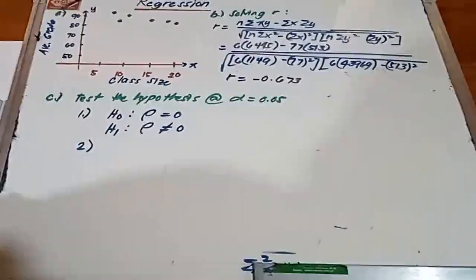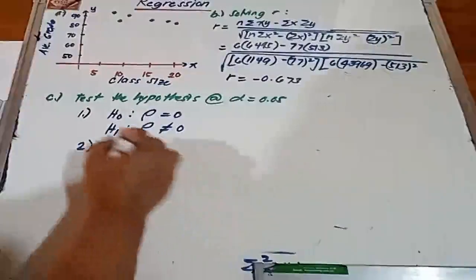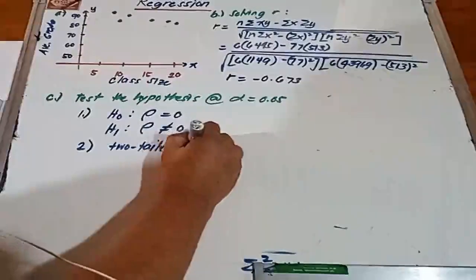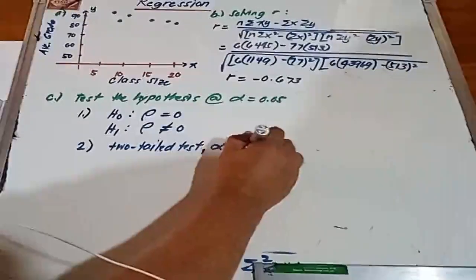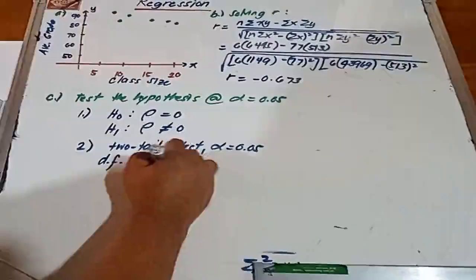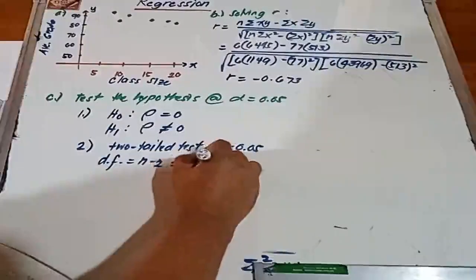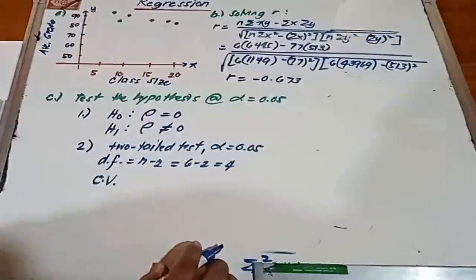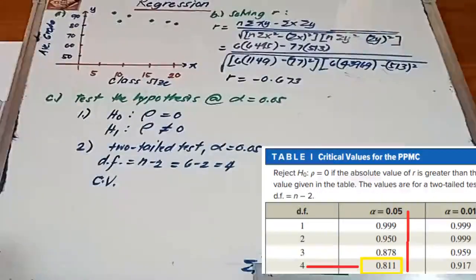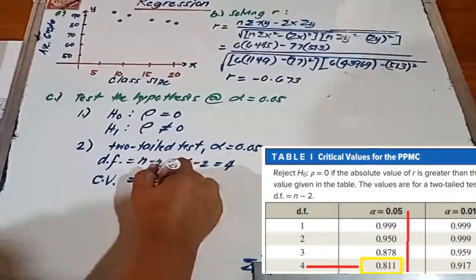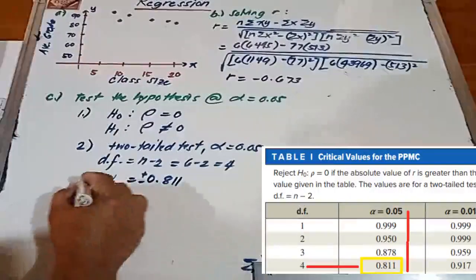Next is alamin natin yung critical values. Okay? We have two-tailed test. Alpha equal to 0.05. The degrees of freedom is n minus 2 for bivariate data. So we have 6 minus 2 equal to 4. And then looking at our table I, the critical value based from table I is plus or minus 0.811.